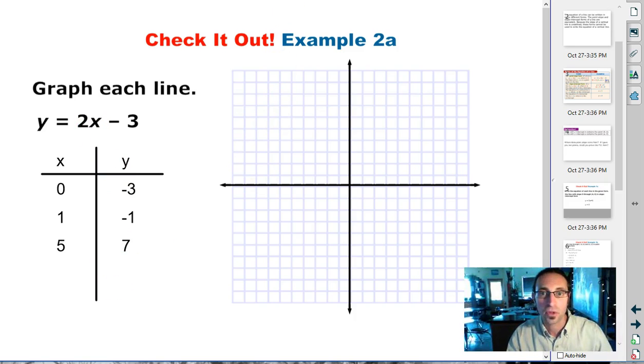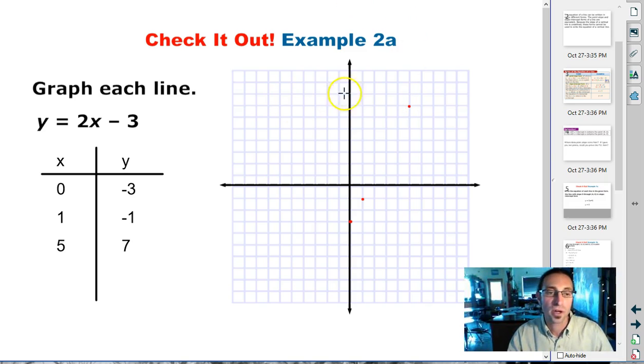All right, so I can actually plot these points out. Let's do it real quick. You'll say 0, negative 3; 1, negative 1; and 5, 7. 7's got to be about there. And I can make a line through them.